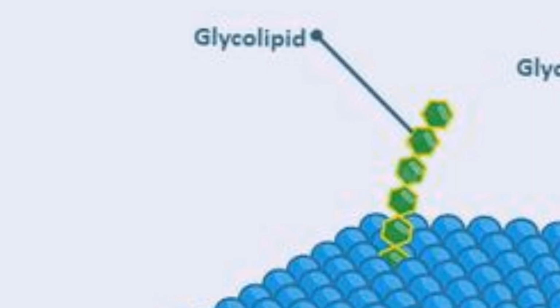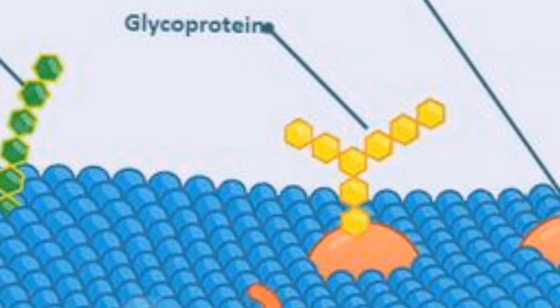So this is glycolipid. This is a type of lipid with a carbohydrate attached. They play a role in cell recognition and communication too. So this is glycoproteins. These are proteins that have carbohydrates attached, and they are responsible for immune response.